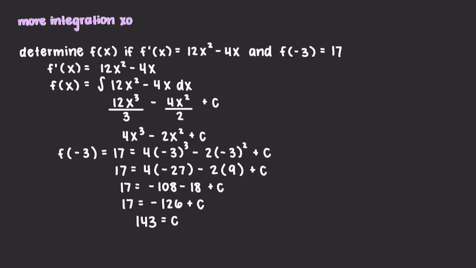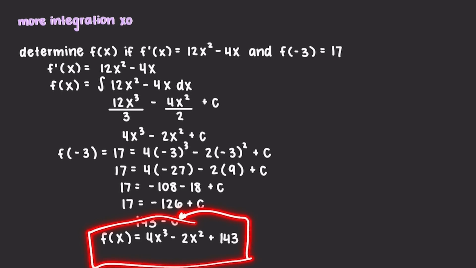So now the question is asking what f of x is. Determine f of x. So f of x is equal to what we solved for here, right? So f of x is equal to this. But then we have to add c, right? And our c is equal to 143. So our final answer is going to be 4x cubed minus 2x squared plus 143.